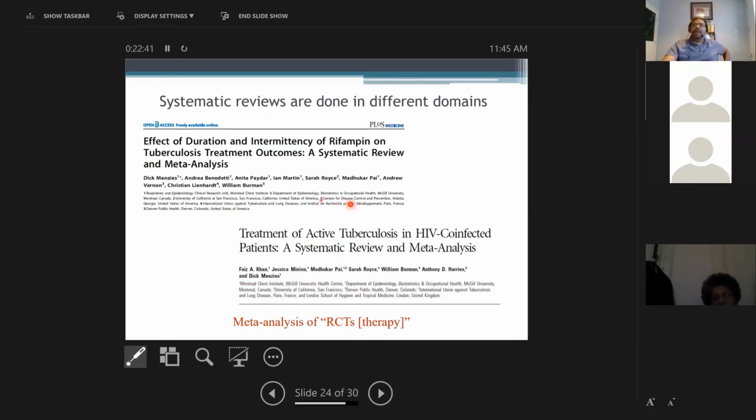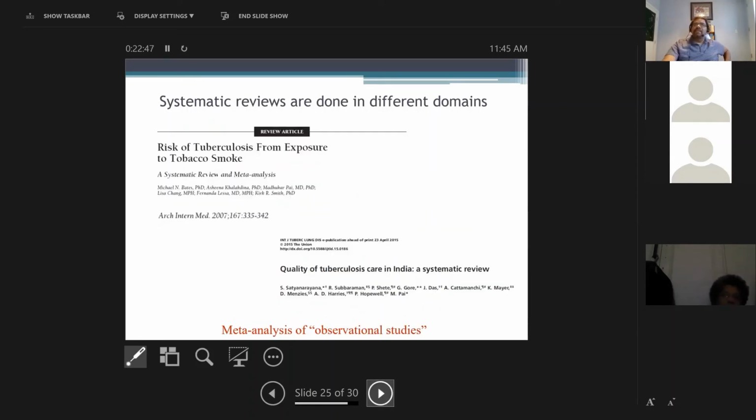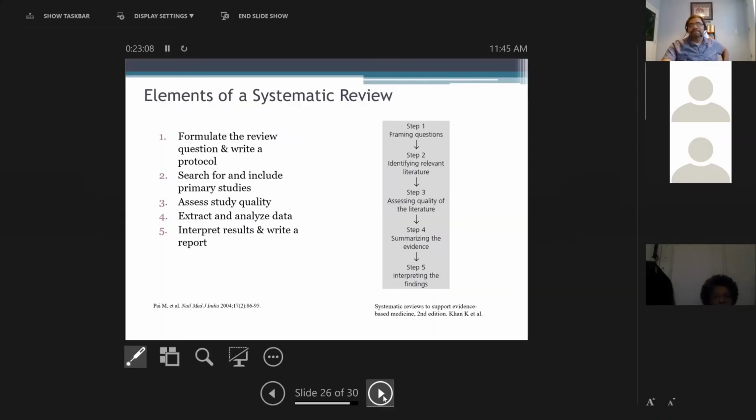We've done systematic reviews on treatment-related issues, right? Randomized controlled trials. And we've done systematic reviews on exposures, right? Is tobacco smoking associated with TB? Only observational studies and only focused on an etiological question, right? So you can do meta-analysis and systematic reviews on all types of studies, not just randomized controlled trials.